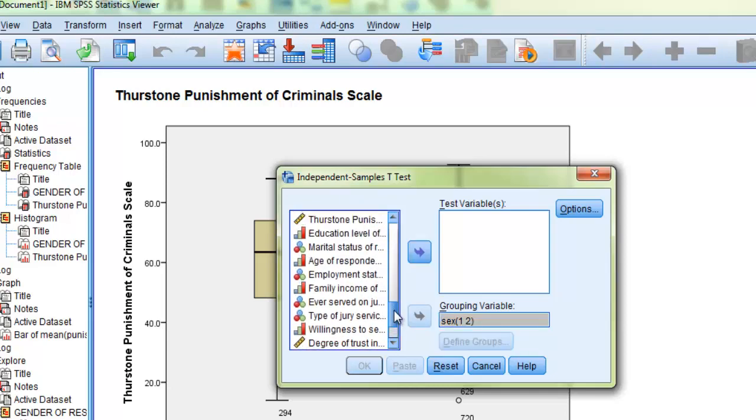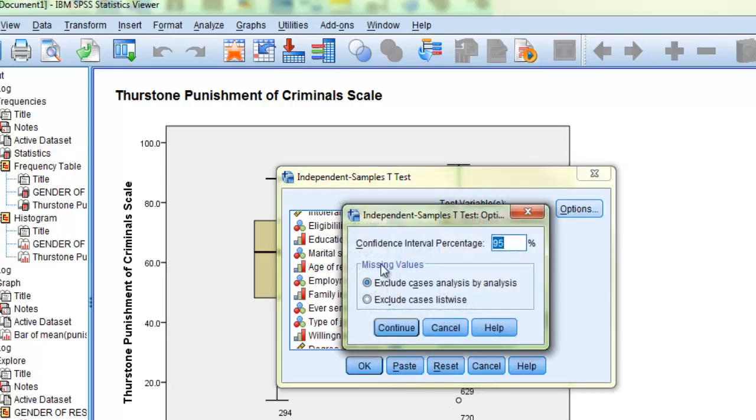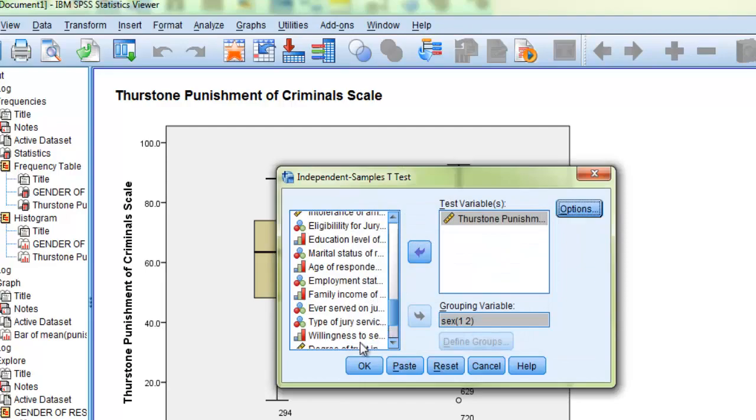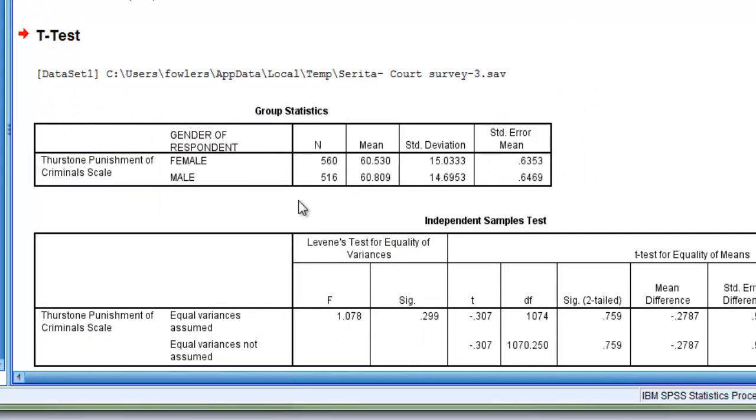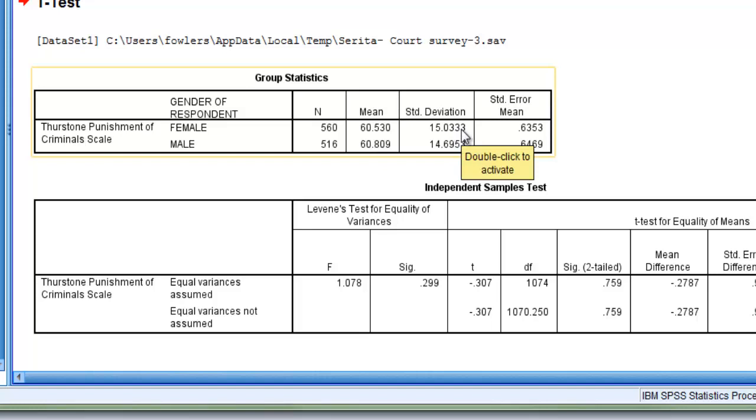Let's see, I guess I missed that. There it is. Thirst tone punishment, test variable. Options: no options here. Just click continue. OK. SPSS generates the output. So again, it reports the means to me for women and for men. So notice that there's very little difference. The standard deviations are fairly close to one another. So I don't have a lot of concern that the variability between the two groups is different.